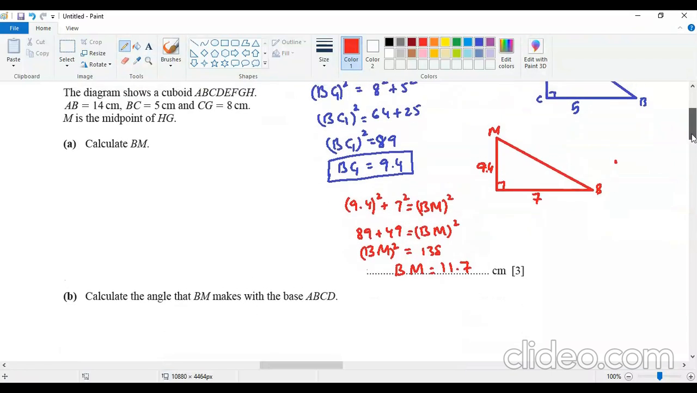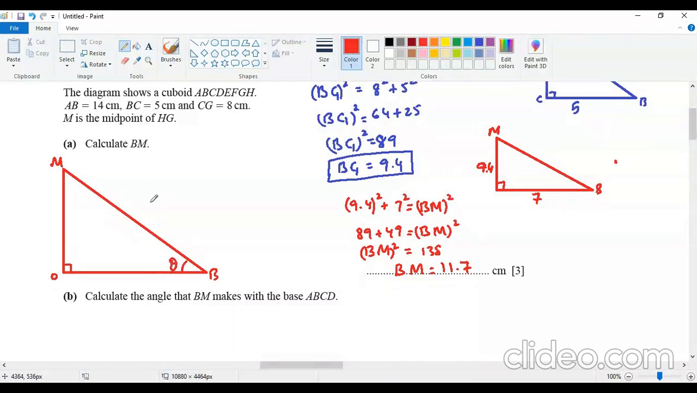Now they need to find out the angle that BM makes. So for that, we are going to make another right angle triangle, and the length we know very well. This is M, and this is B we are talking about, and I can consider this one angle as theta. They need to find out how much is this angle. They don't know. So BM we found out already. It is 11.7, and the height MO is 8.